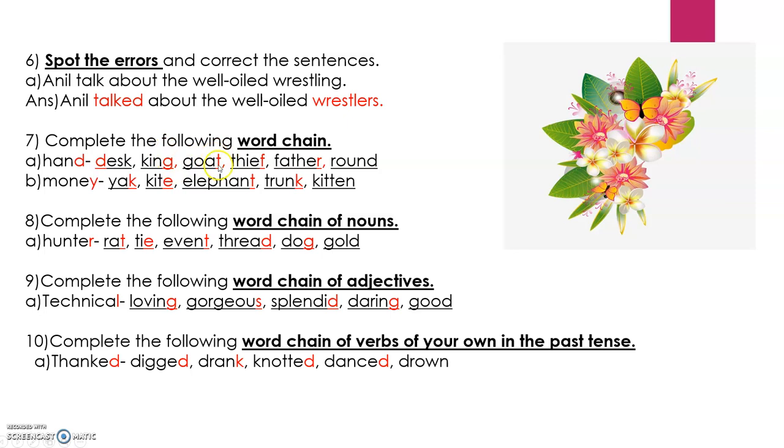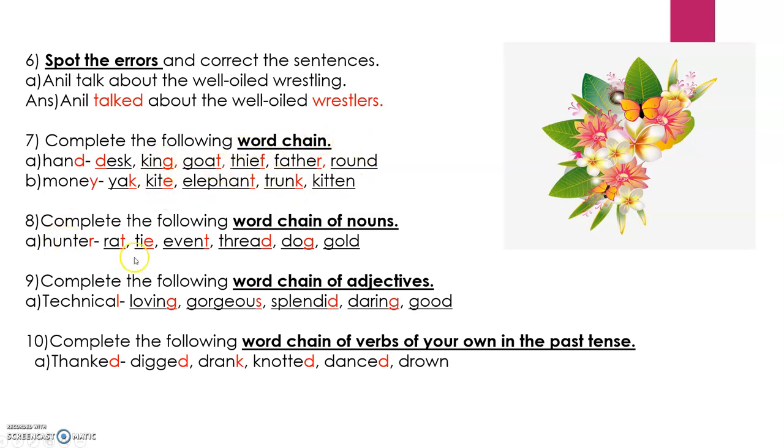What is the last letter? T. T ka thief. F. F is father. Father R round. Next, you have the word money. Money. Y is the last. Yeah. K kite. E elephant. T trunk. K kit. Now this is the word chain. Okay. This is nothing else they've asked you.